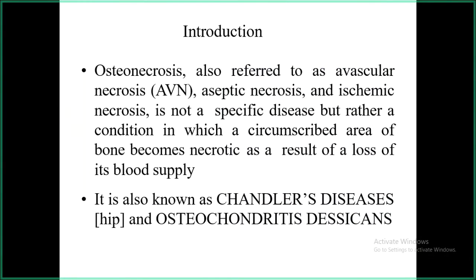Introduction. Osteonecrosis, also referred to as avascular necrosis or aseptic necrosis and ischemic necrosis. Ischemic necrosis is not a specific disease, but rather a condition in which a circumscribed area of bone becomes necrotic as a result of loss of its blood supply. It is also known as Chandler's disease of hip and osteochondritis dissecans.